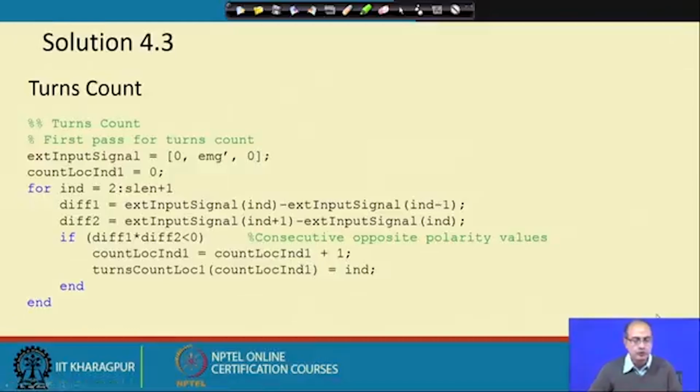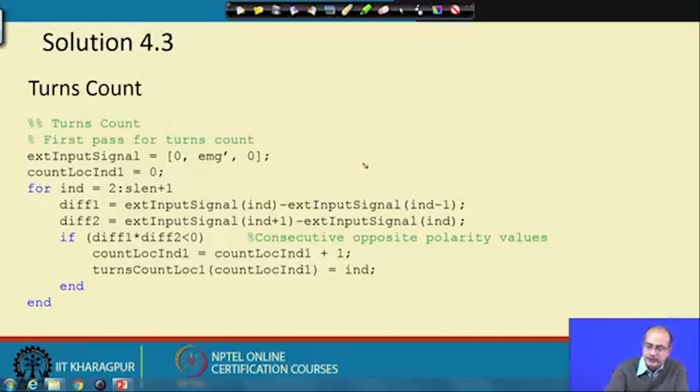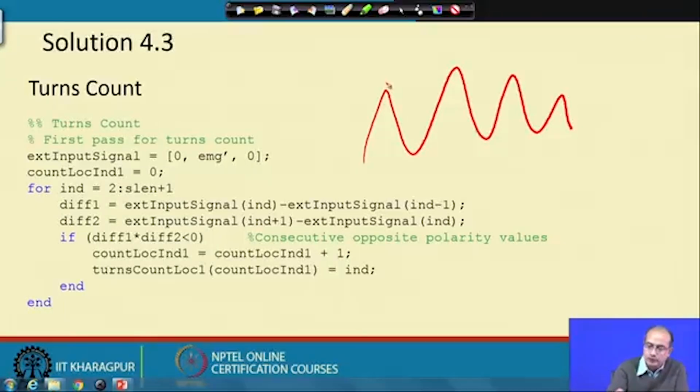Next we go for the turns count. Here we need to tell what the turns count is. In case of turns count, if the signal is an EMG signal, a jagged signal like this, we would like to find out where the slope is changed. From positive slope it is going to negative slope, from negative slope to positive slope. So, these are the points we would like to capture.